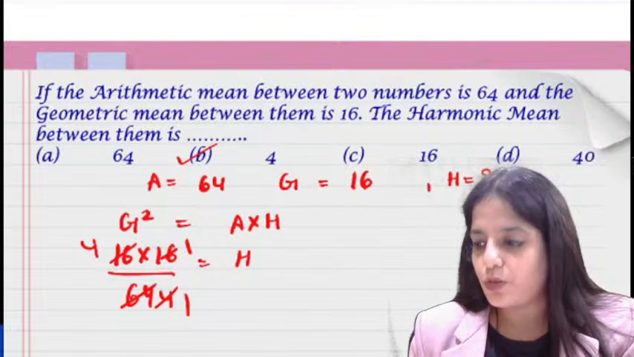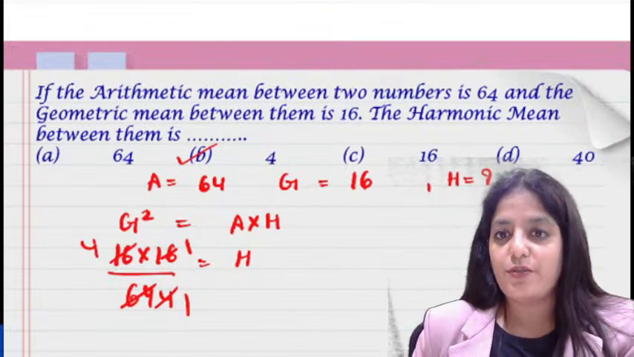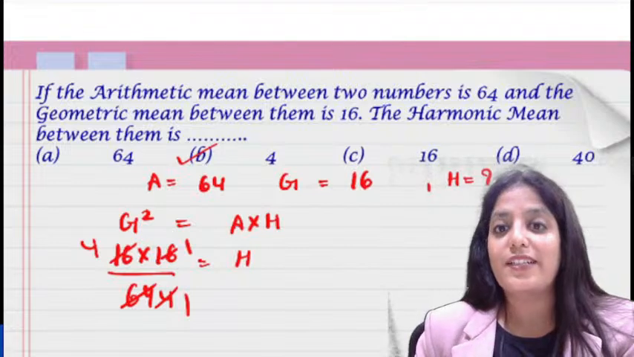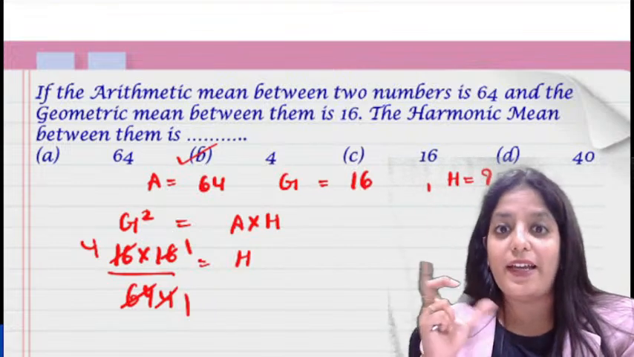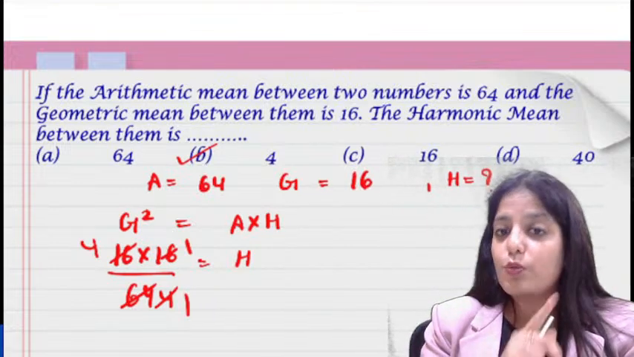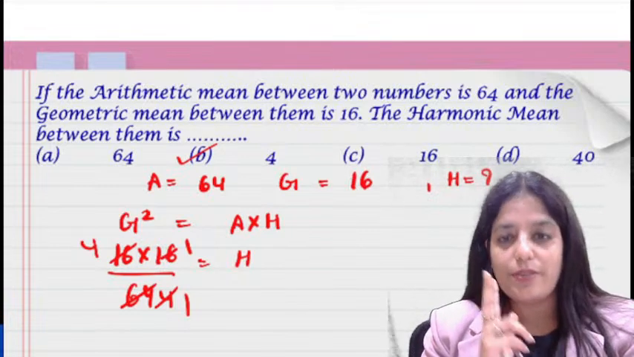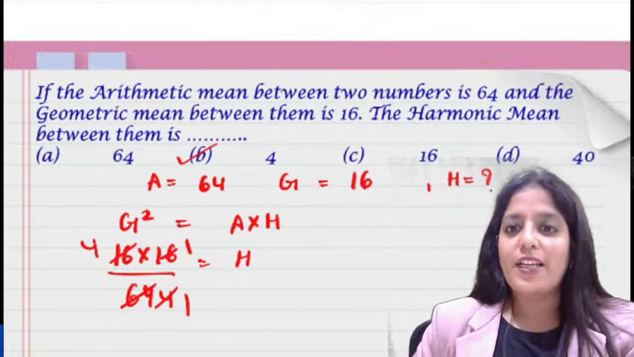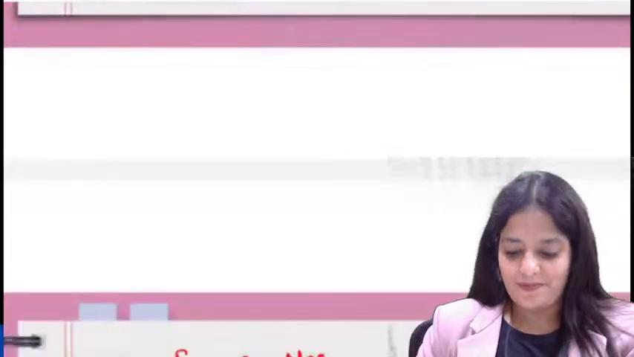So I believe the question is very clear to you, as well as the relationship between AM, GM and HM, which holds true only when we have two numbers in consideration. Okay, let's proceed to the next question.